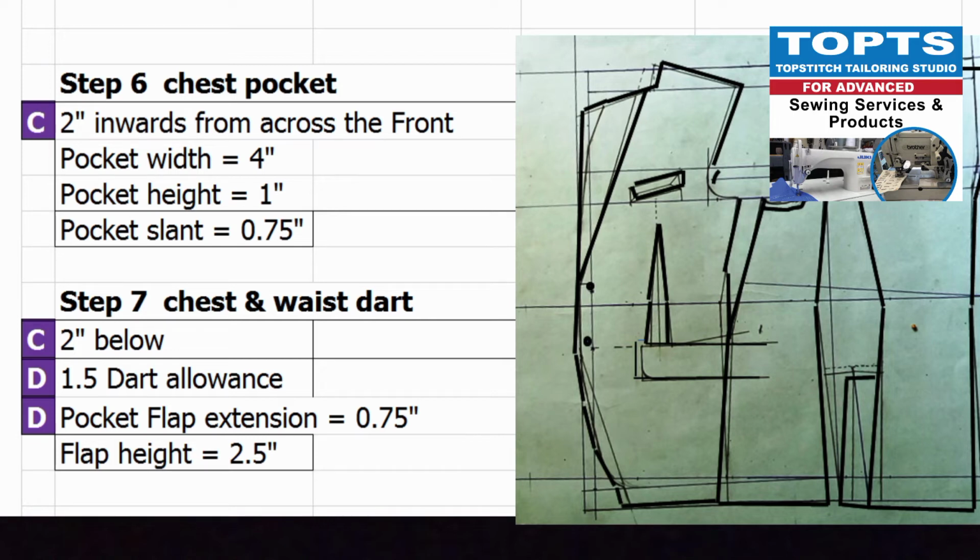In step number 7, we're going to look at the chest and the waist dart. How do you locate these darts? So these darts, you're going to come to line C, that's the chest line. You measure 2 inches below. Then after measuring 2 inches below, you come to line D. You mark 1.5 inches as I'm showing you in this diagram. You mark 1.5 inches, that's the dart allowance. Then for your pocket flap extension, you're going to mark 0.75 inches, that's a flap extension. Then flap height should be 2.5 inches.